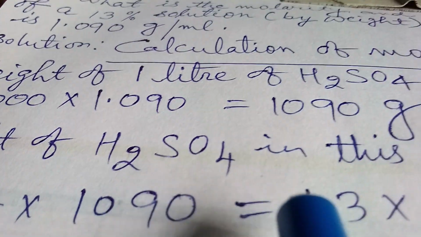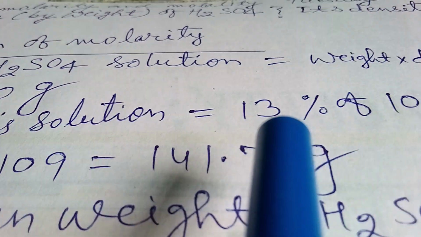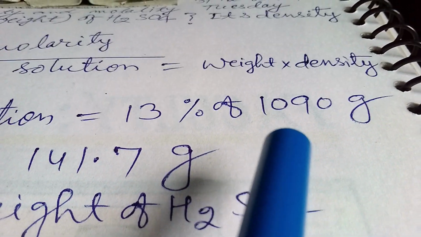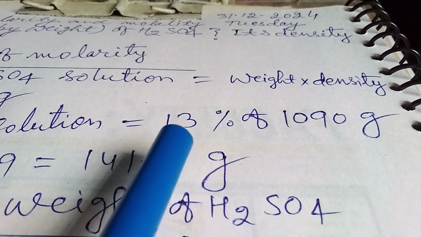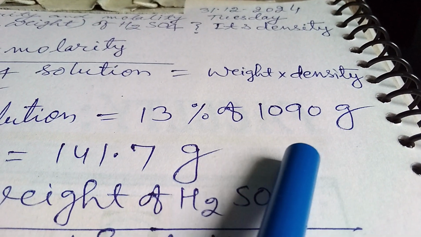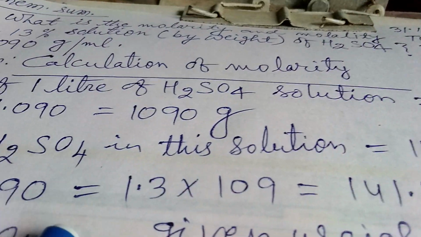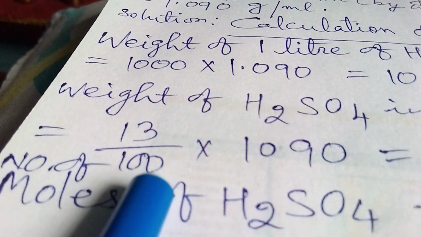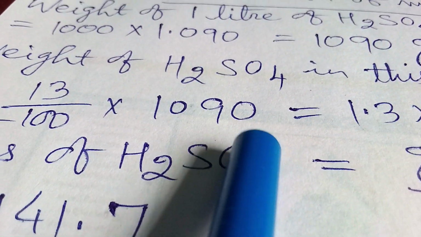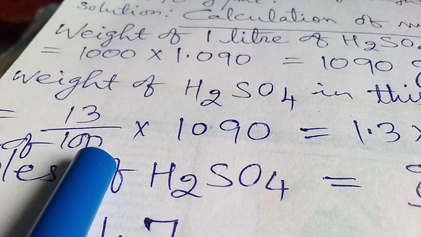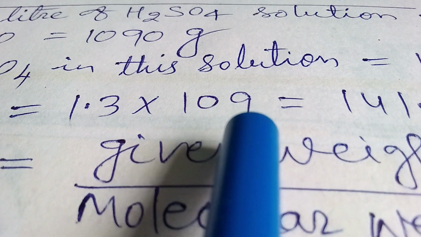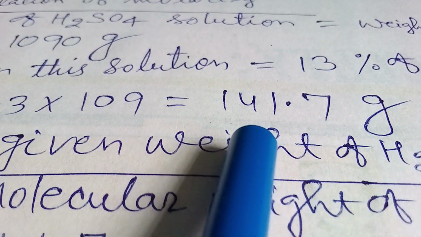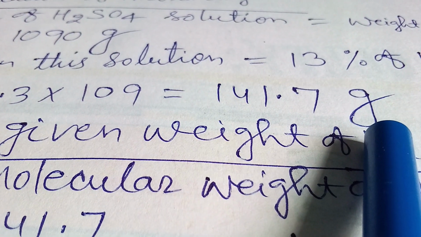Now, weight of H2SO4 in this solution is equal to 13% of 1090 gram. It is given in the question that it is 13%. So, 13% of 1090 gram is 13 by 100 into 1090. Zero cancelled, and then 13 by 10 means 1.3, 1.3 into 109, that is equal to 141.7 gram.